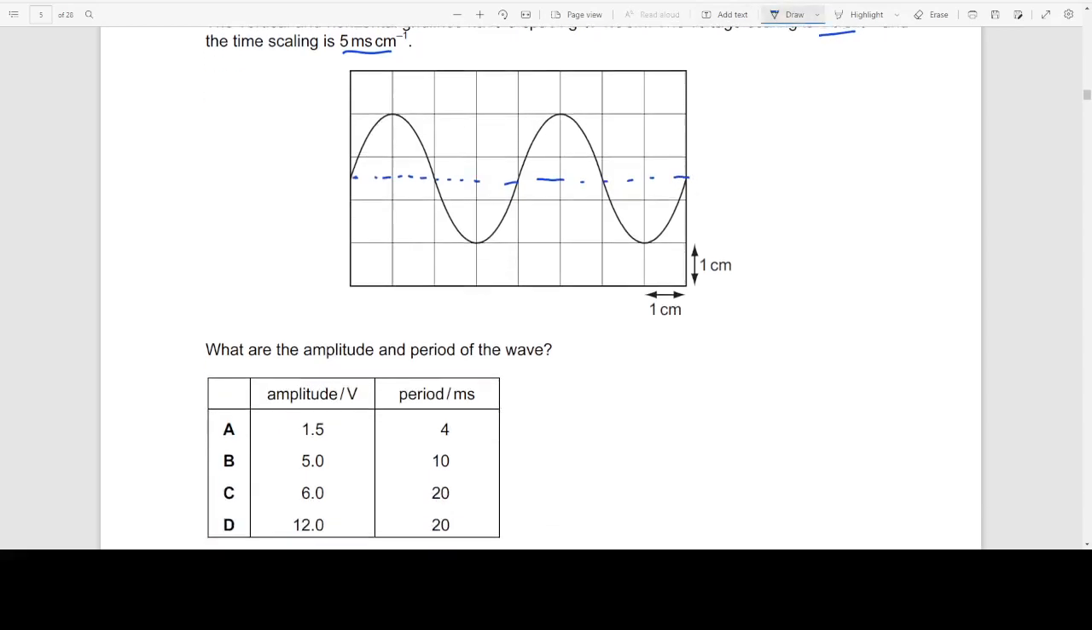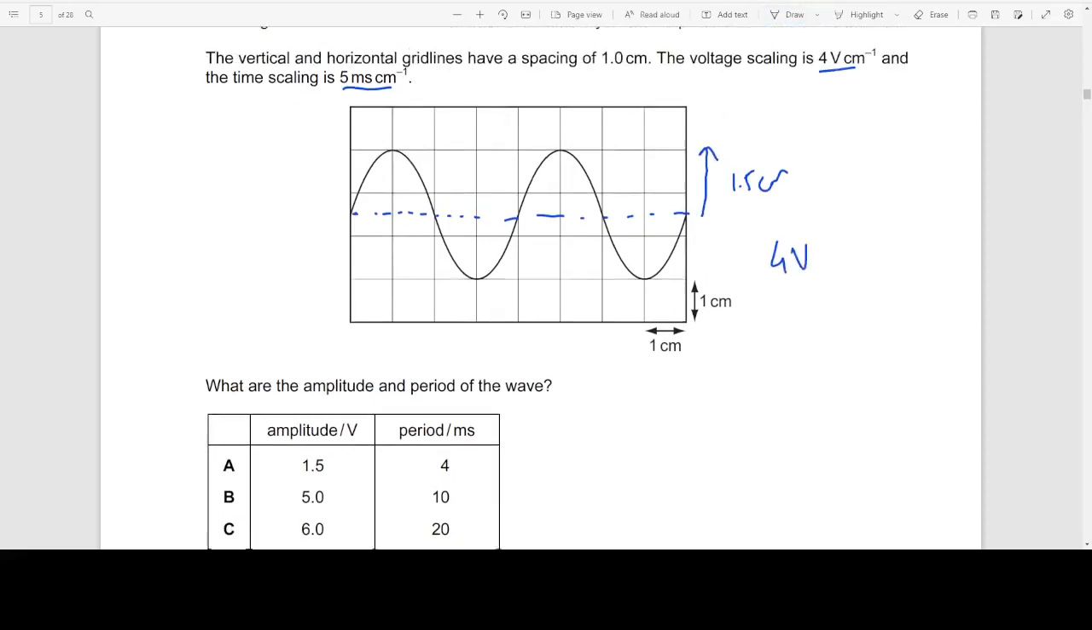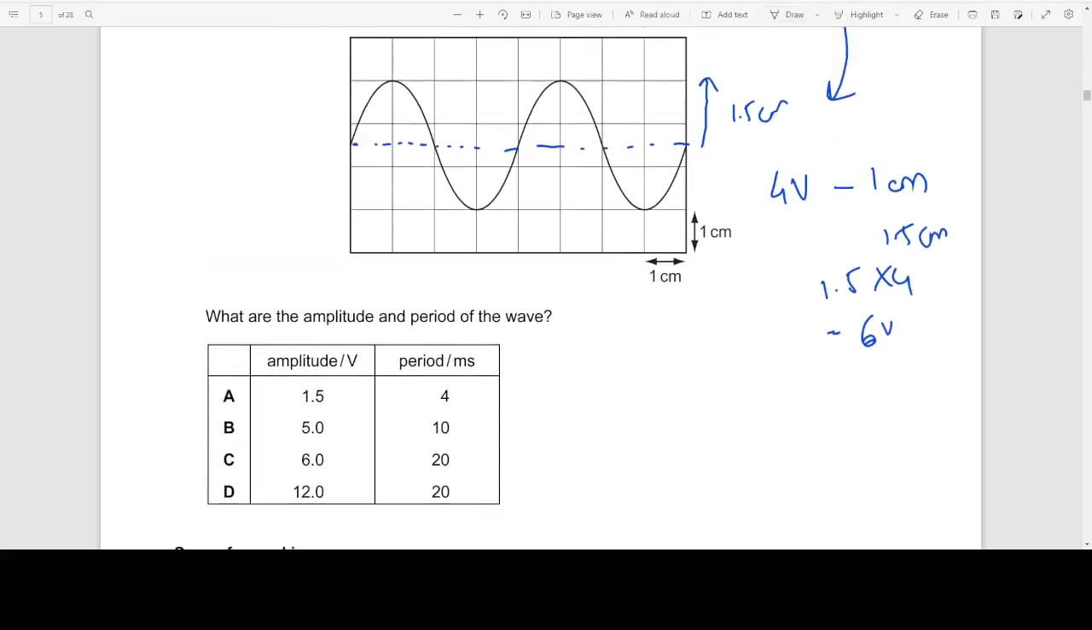So this much is approximately 1.5 centimeter, and we know 4 volt is 1 centimeter. So 1.5 centimeter is going to represent 1.5 into 4, which is 6 volt. So the only option with 6 volt is C.